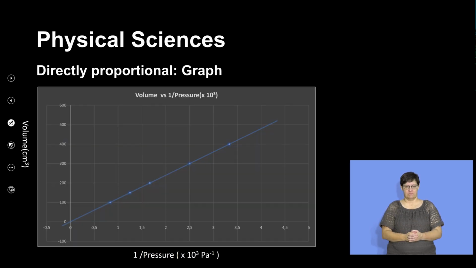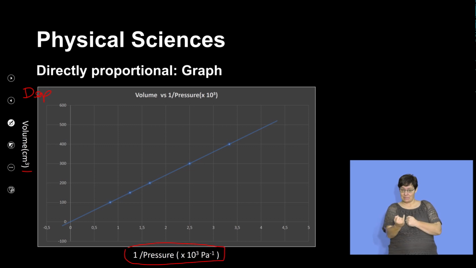Right, here's another situation, a graph that we've seen before. In this case, the volume is the dependent variable. I'm just going to write DEP there. And on the horizontal axis, we've got the independent variable. In this case, it's 1 over pressure, or the reciprocal of pressure. Now notice this graph line cuts through the 0, 0 point. We also recognize it's a straight line, and so the gradient is constant.